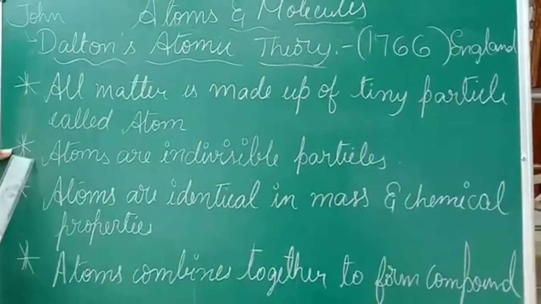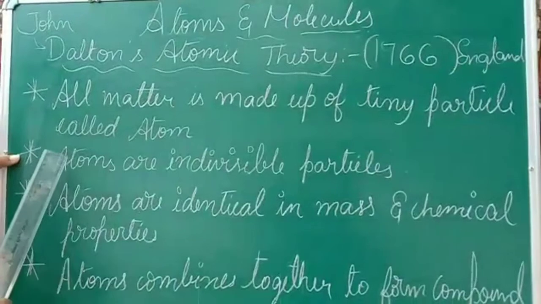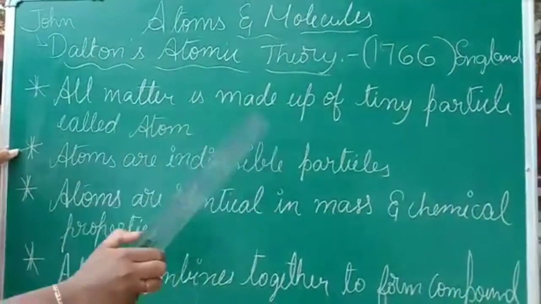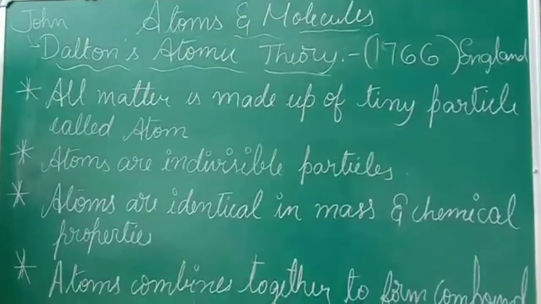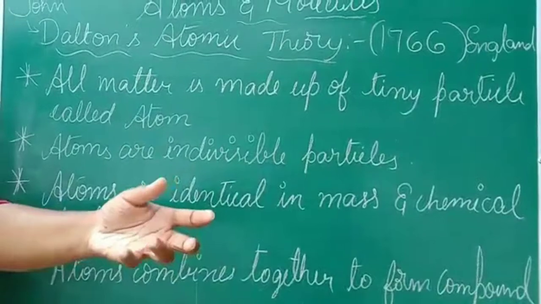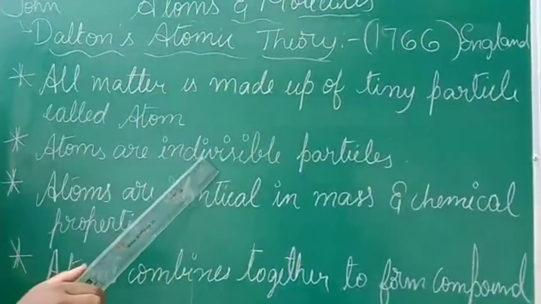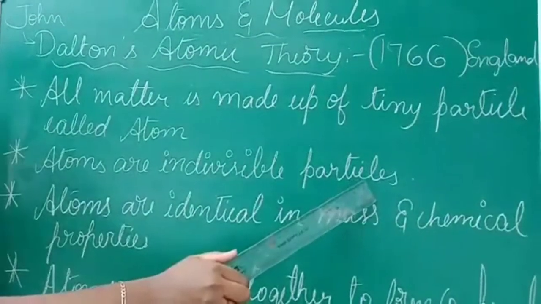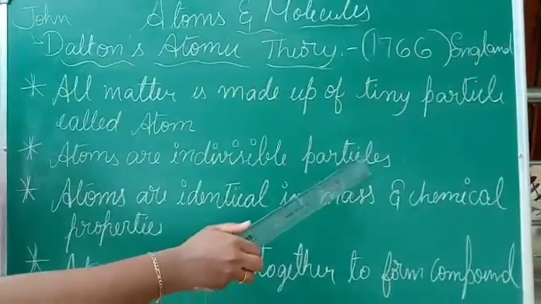And the second postulate says atoms are indivisible particles. So I repeat, atoms are indivisible particles. What do you mean by indivisible? Indivisible means you cannot break that. If one atom is there, you cannot break it and form two different ones. So it cannot be divided. One atom cannot be divided, so it is called an indivisible particle. I repeat, the second postulate says atoms are indivisible particles.